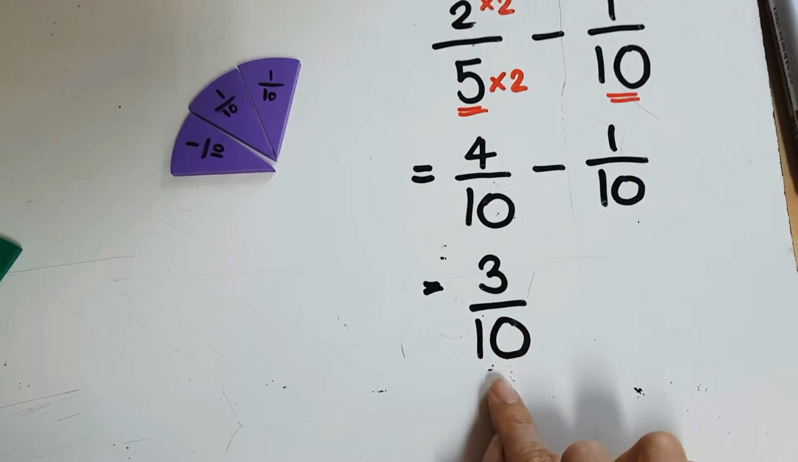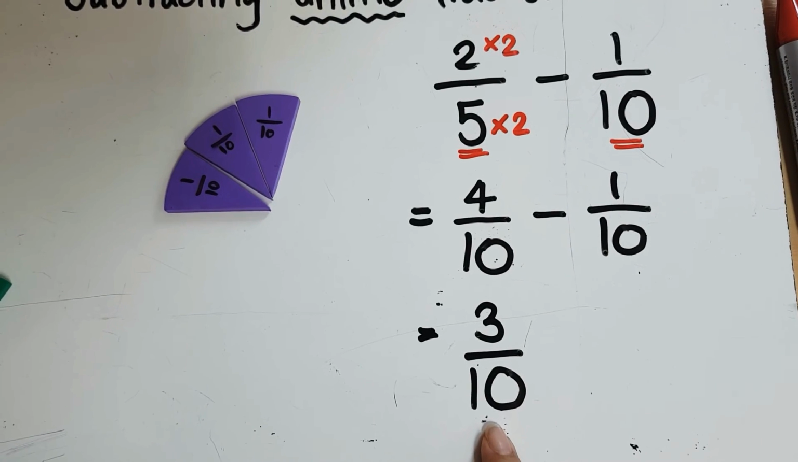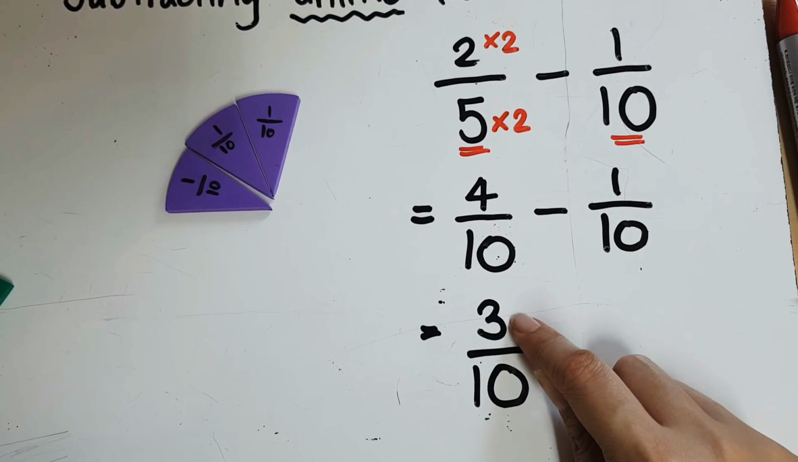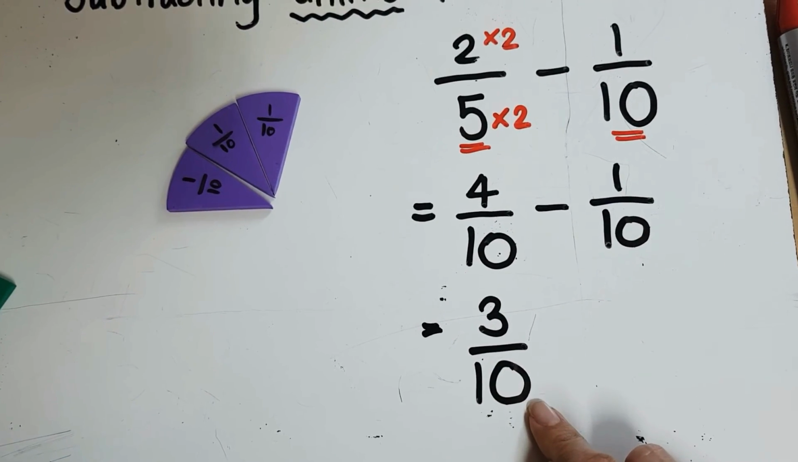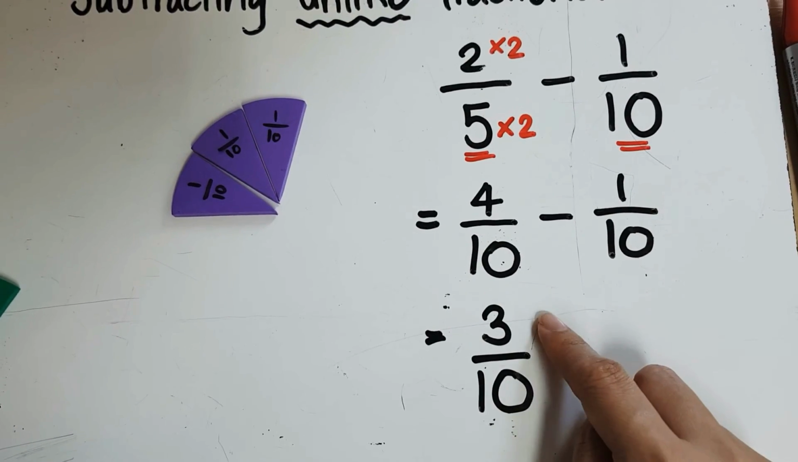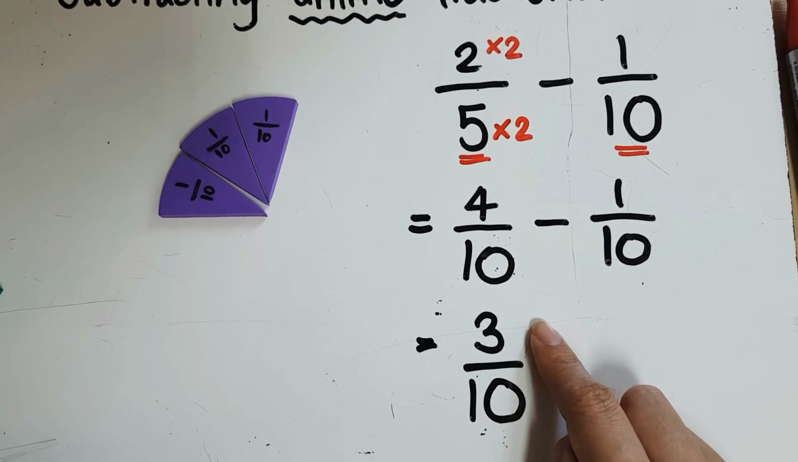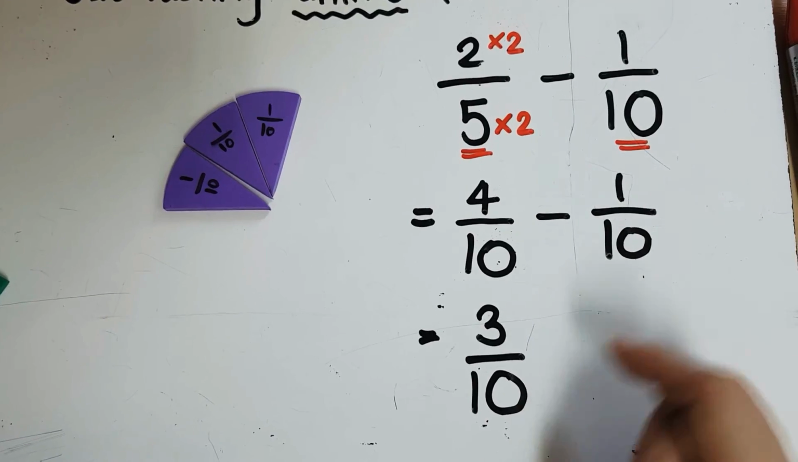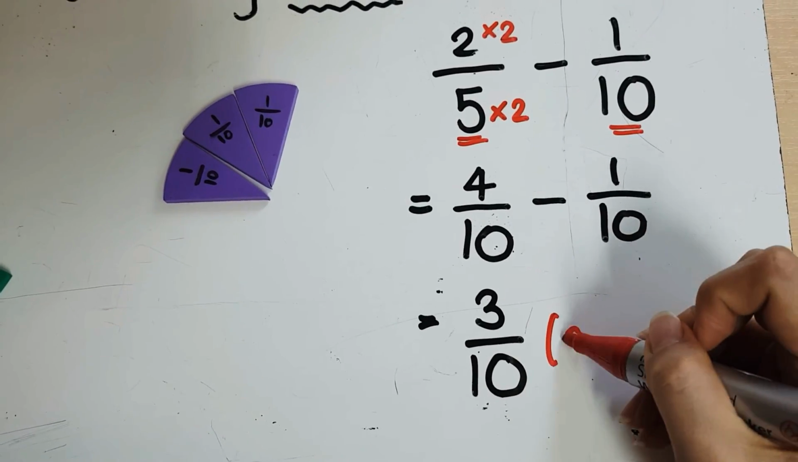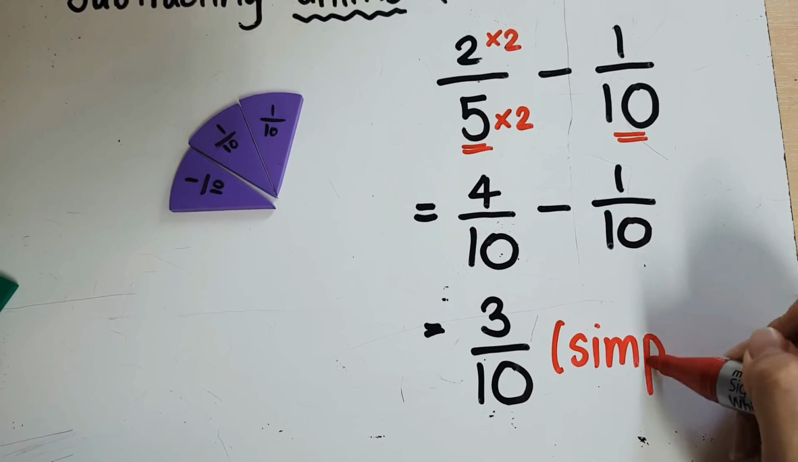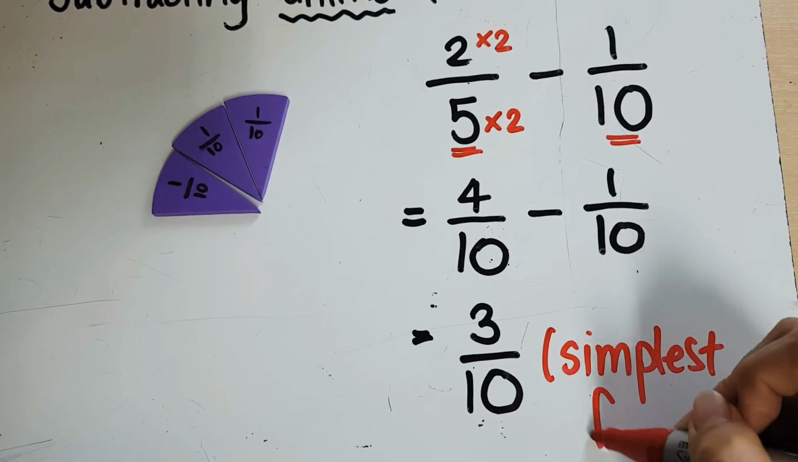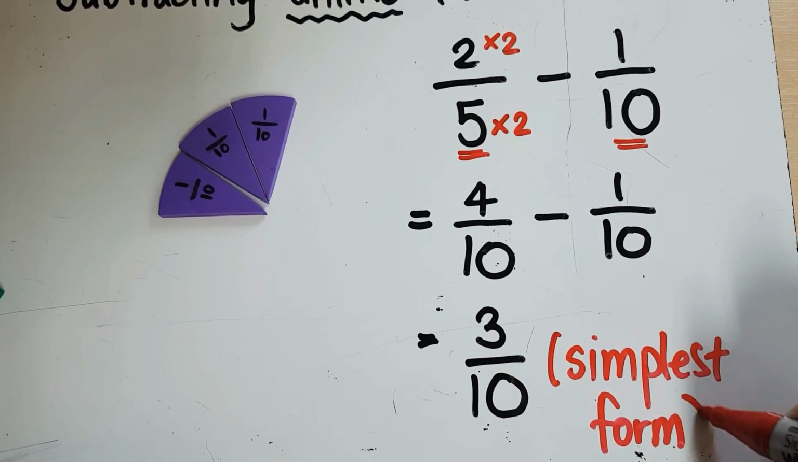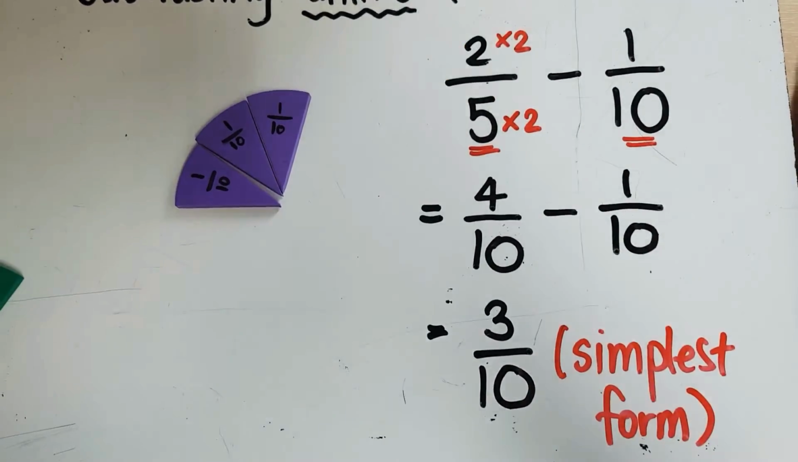Now check, is this in the simplest form? Yes, it is, because 3 can only be divided by 3, but 10 cannot be divided by 3. So there is no number which I can divide both the numerator and denominator by to go to the simplest form. So this is already the simplest form. Always remember to check if your fraction is in the simplest form.